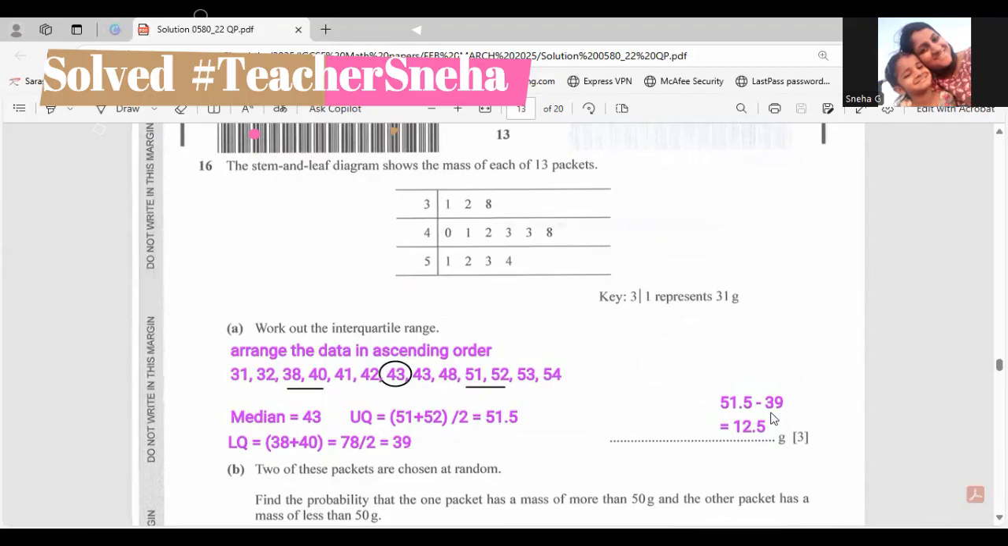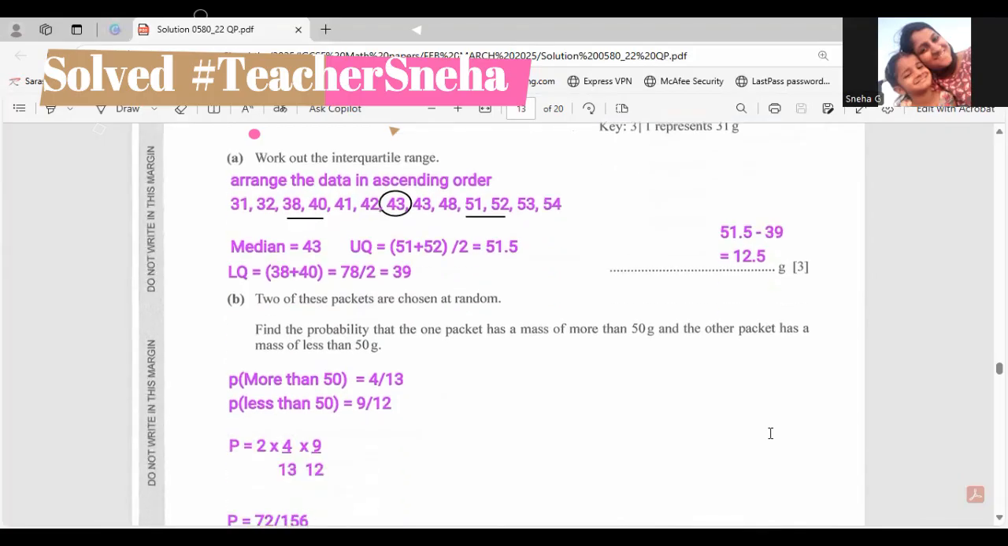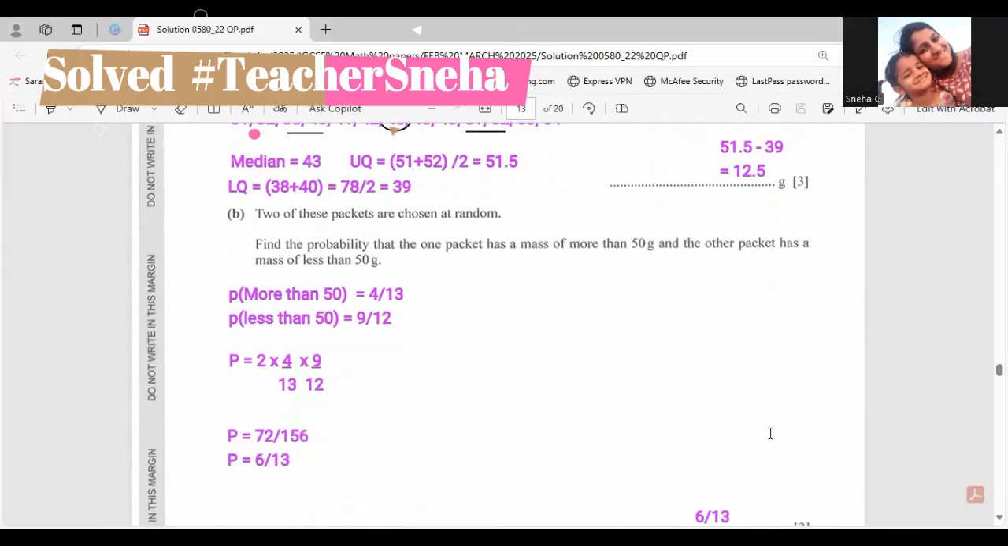The difference between the two values is the interquartile range. So 51.5 minus 39 will give you an answer 12.5 as the interquartile range. Moving further to the B part of this question, which says 2 of these packets are chosen at random.